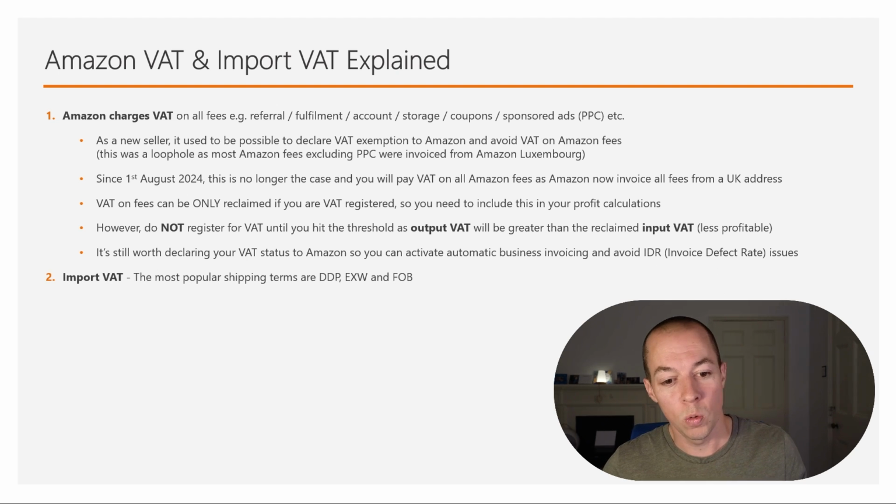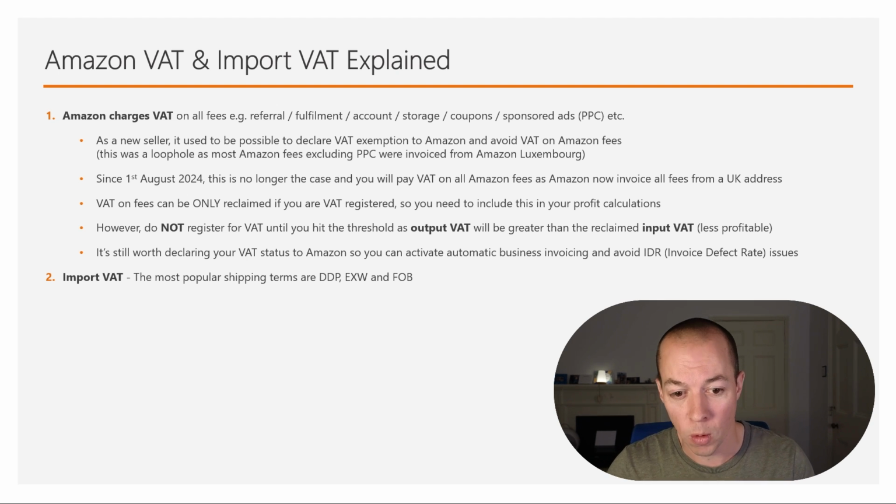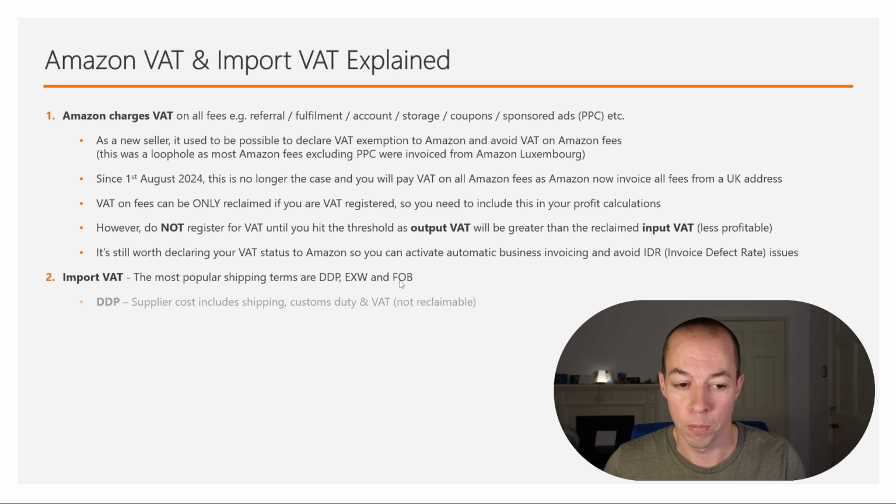So moving on to import VAT, as this is another common question I get about selling on Amazon. When do you pay import VAT? How much is it? Who do you pay it to? All of those types of things, which shipping method to use. I'm going to try and keep it as simple as possible. The most popular shipping terms you're probably going to hear when speaking to suppliers are DDP, EXW, and FOB. Now, these all mean slightly different things, but for the purposes of this video, I'm going to group them up. You've got DDP, and then I'm going to group EXW and FOB together.